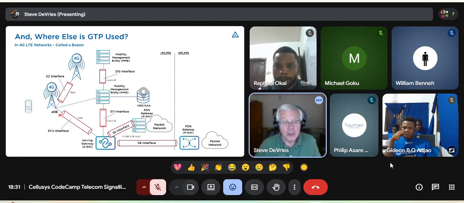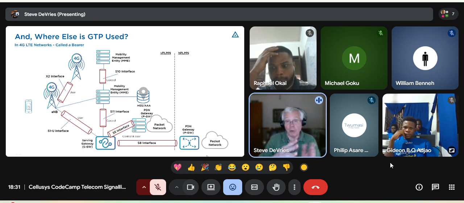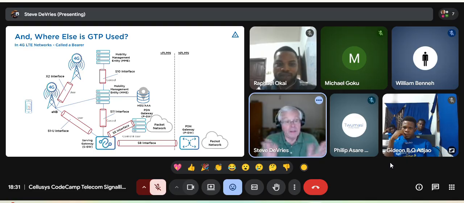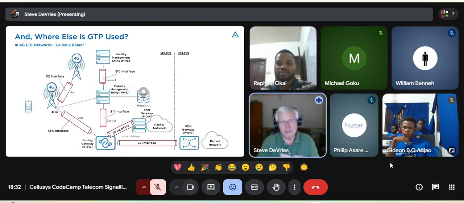If you're in your home network, you do this. If Raphael gets on a plane and flies back to Dublin, if this is the network that he's now in in Dublin, the system will build a data tunnel in Dublin to the serving gateway in Dublin, and it will build a data tunnel from Dublin all the way back to Accra. And you'll access the packet network from this home network. That's called home routing. And I think that's as far as we need to go on GTP. GTP is also in 5G networks, but we'll talk about that at some other point.